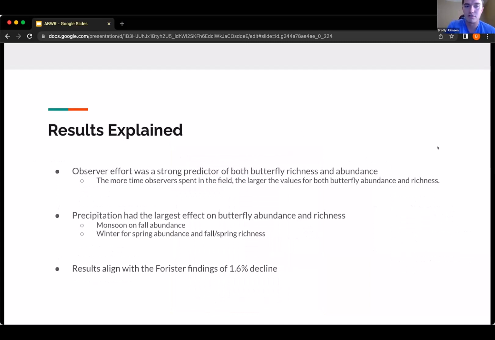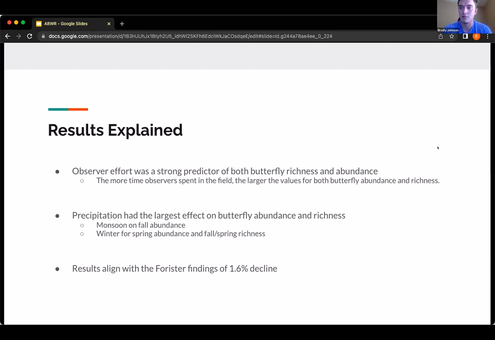So now that we visually looked at them, I just want to explain the results again. As we talked, observer effort was a strong predictor for both butterfly richness and abundance. We saw in the graphs how they followed a similar pattern to the party hours. And this just means the more time observers spent in the field, the larger the values for both butterfly abundance and richness. And then when looking at the climate variables, precipitation had the largest effect on butterfly abundance and richness.